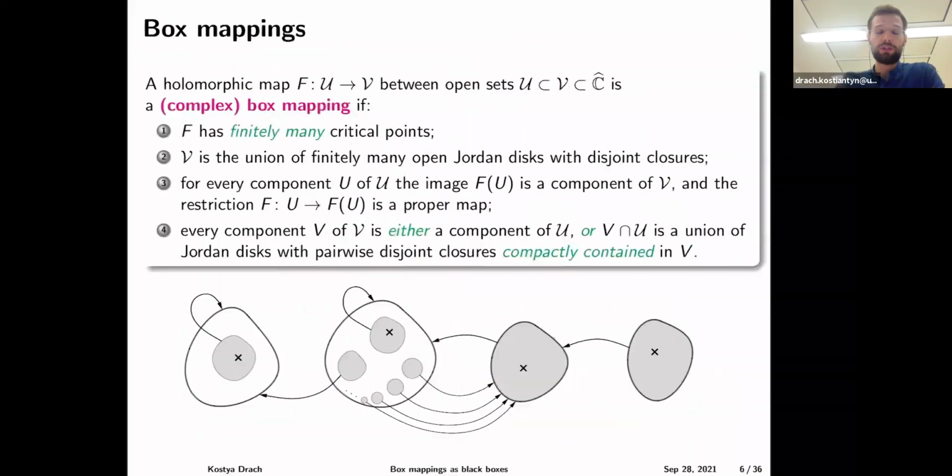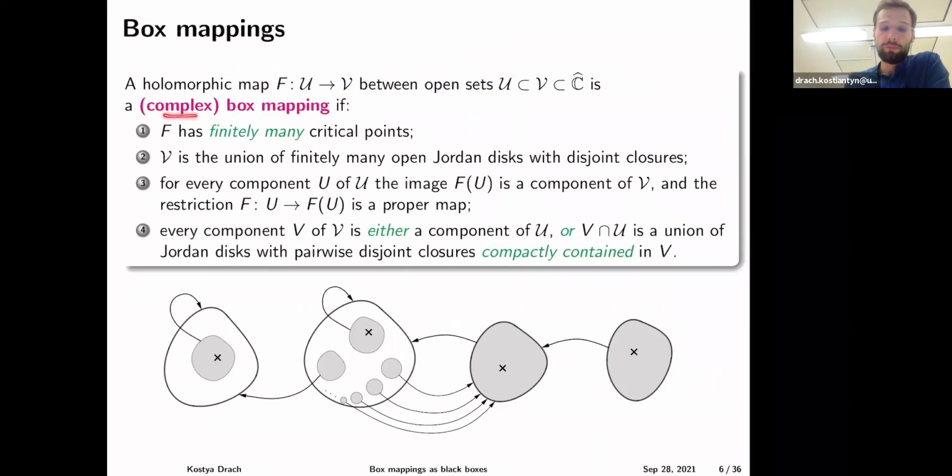Let me now give you a formal definition. For us, a complex box mapping will be a holomorphic map from curly U to curly V between some open sets, for which the following four properties are satisfied. First, f has finitely many critical points. This is, of course, something that is much easier to work with. And if we study rational dynamics, then we have infinitely many points to start with. Second, curly V is a union of finitely many open Jordan disks. And here I want to emphasize that our range is the union of finitely many open disks.